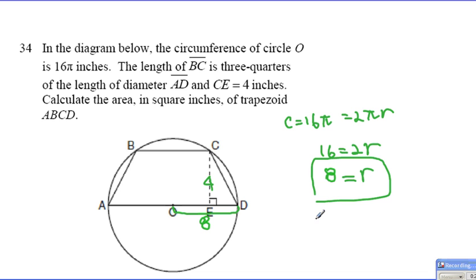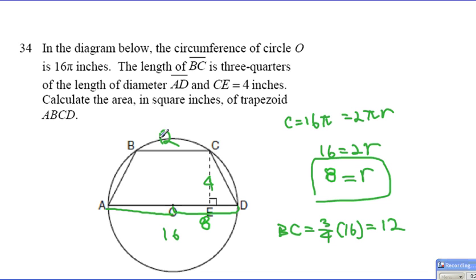Now, if this is 4, this is 8. And BC is 3/4 of the length of the diameter. So this whole thing becomes 16, you see. BC is 3/4 of 16, which will be equal to 12.